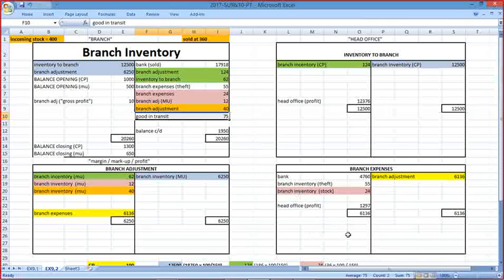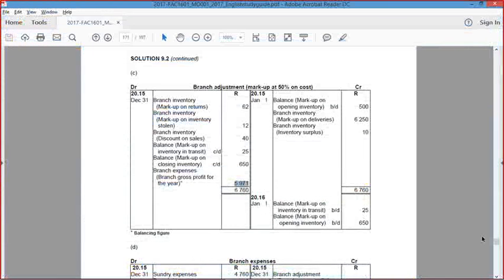So if we split this amount up, this 650, this 50 is a debit, so you would close it off to the branch expenses. You'd show it as a debit here. Would it reduce or increase? It would increase this amount, because that's the profit. The profit that they've got here in the branch adjustment account is 5971, as the balancing figure. There's the balancing figure for the branch adjustment.